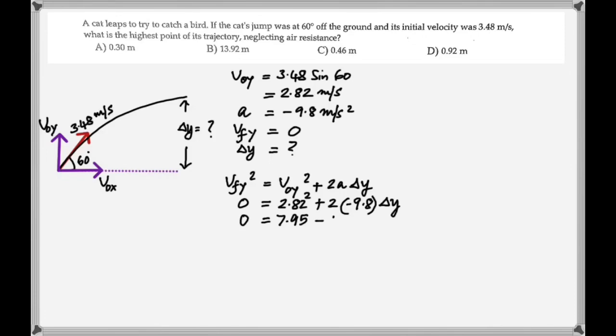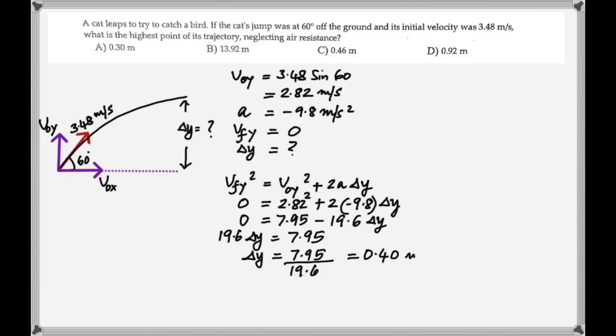2.82 squared happens to be 7.95, and then 2 times negative 9.8 is negative 19.6. Switch sides, rearrange, calculate carefully, and you will get the value of delta y as 7.95 divided by 19.6, which happens to be 0.40 meter.